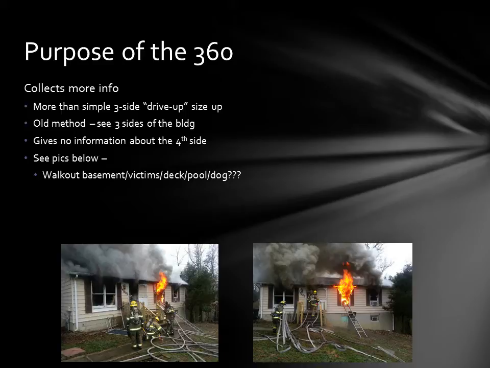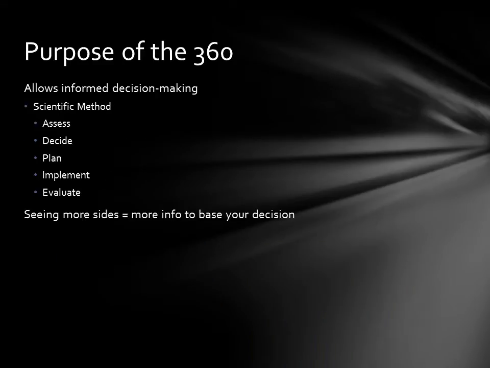We need to know, is there a walkout? Are there victims around back? Are there impediments to our access? Or is there a pool or maybe some animals in the back? So we need to find that information. And the way that we get that is to do a 360 walk around.